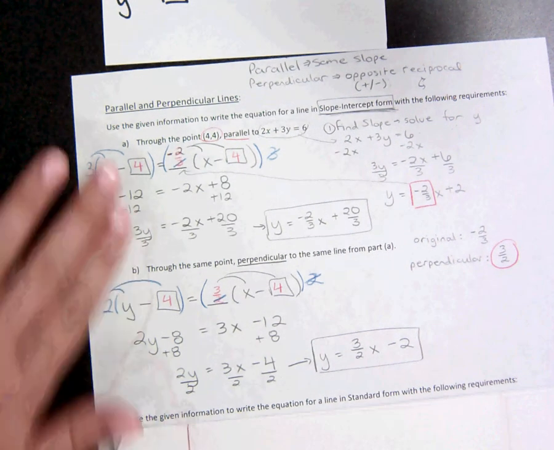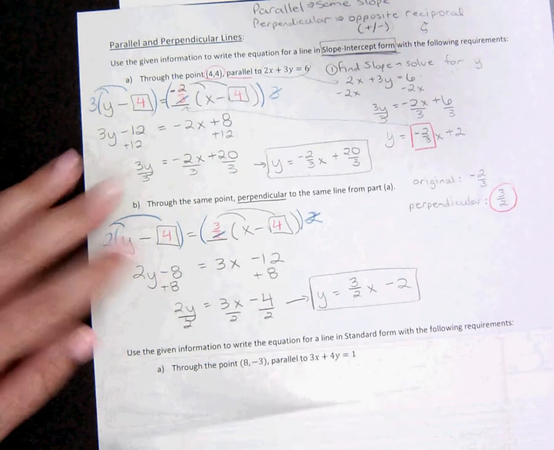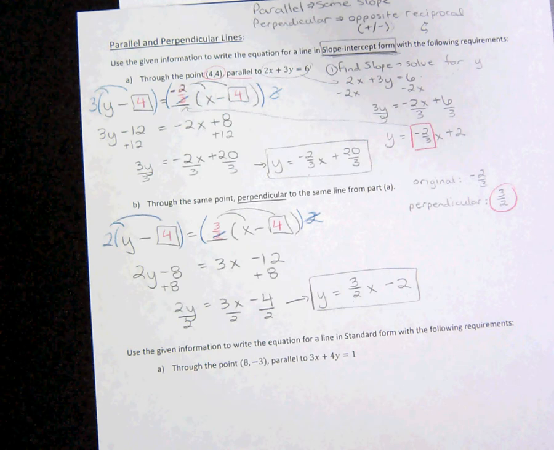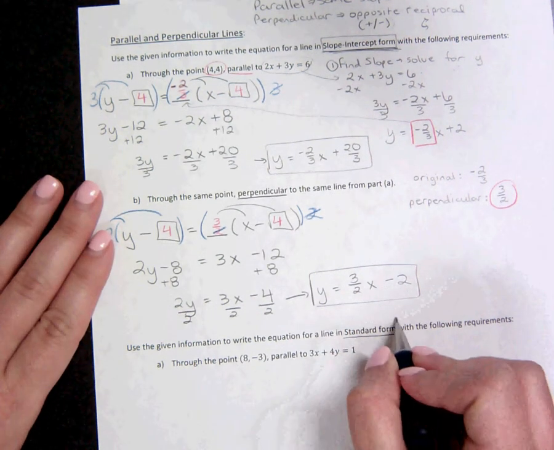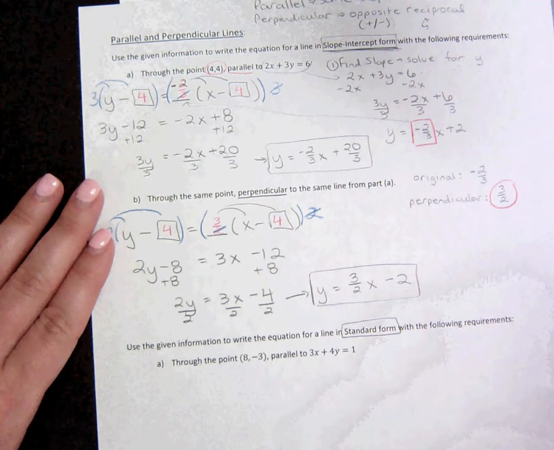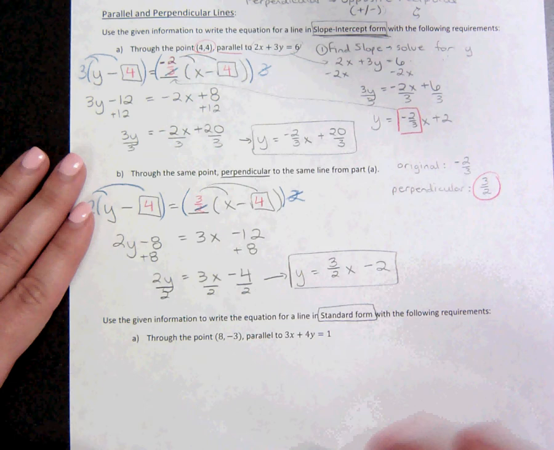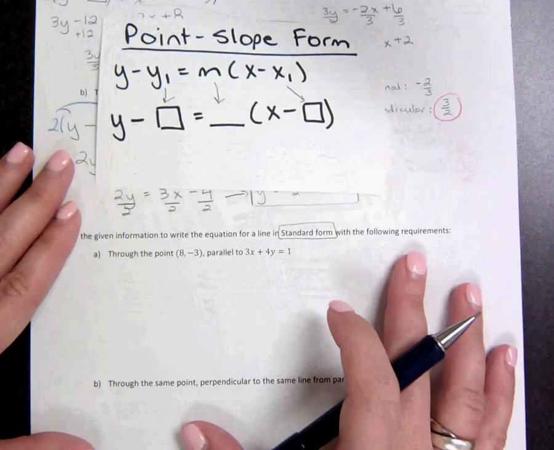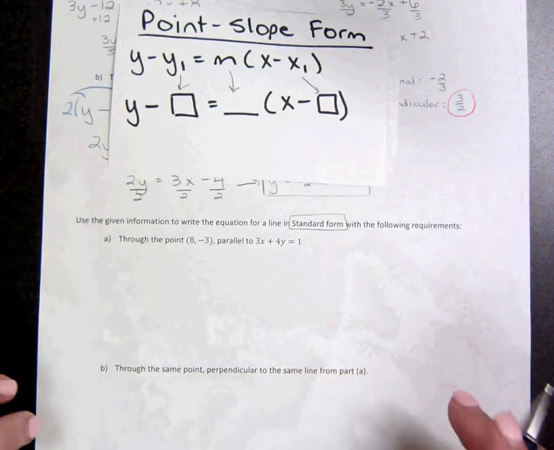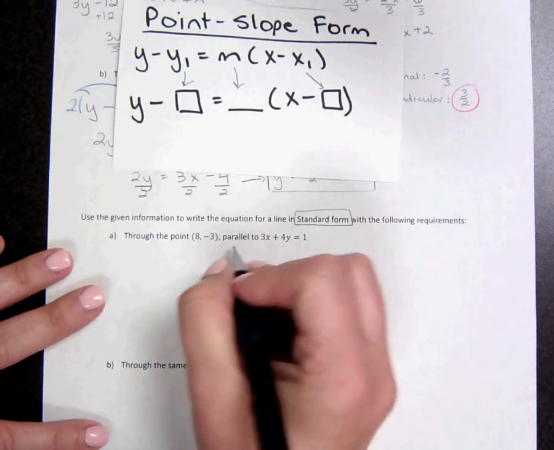So again, that's just applying what we've learned to parallel and perpendicular lines. The second half is the same idea, but instead of having slope-intercept form as the final form, we want standard form as the final form. So I encourage you to pause the video, try these two on your own, see how you do, and then play the video back to check. But let's go ahead and go through these. Again, if you've paused, that's fine. If not, you can just follow along.